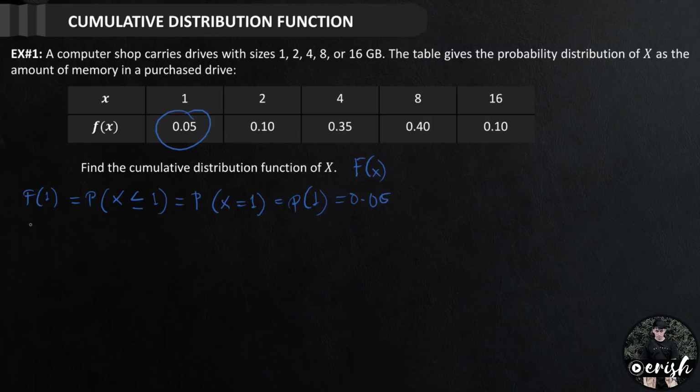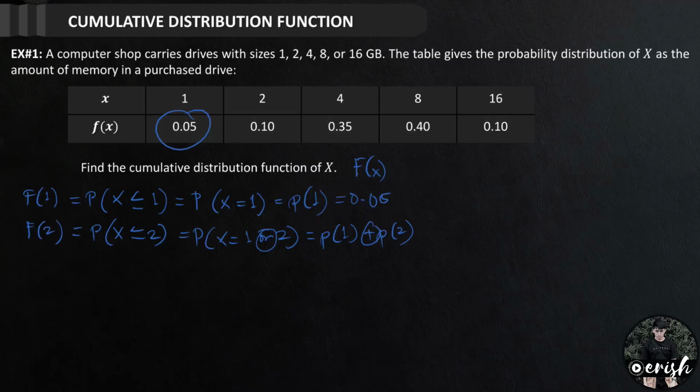For F of 2, we have P of x less than or equal to 2, or P of x equals 1 or 2 ang ilalagay natin dito. And this is equal to small letter p, P of 1 plus P of 2. Since nandun tayo sa principle ng or and and, eto yan. At dahil or, pag-a-addin natin sila. So, P of 1 plus P of 2 is equal to 0.05 plus 0.10 is equal to 0.15.